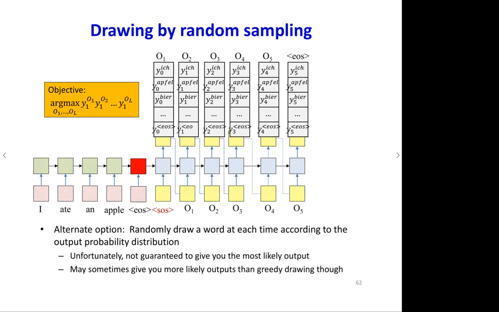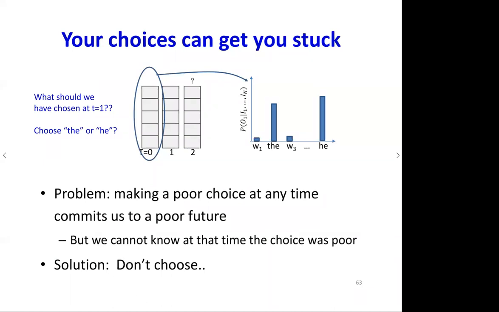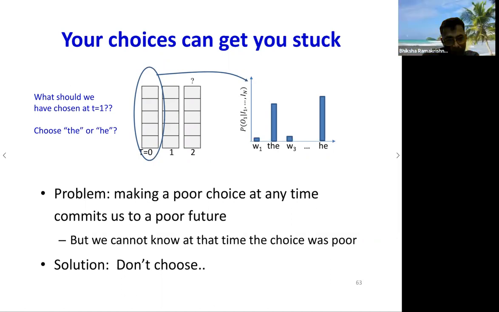So here's the problem. Your choices can get you stuck. The entire problem arises from the fact that making a choice at any time can result in poor future outputs, and we don't know at the time of choosing that this choice was poor. So here we couldn't know at this point, for instance, that drawing "he" is going to cause problems two words down the line. So the solution: just don't choose. Keep them all and select the most likely at the end.